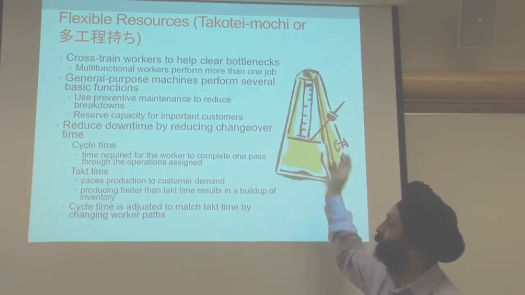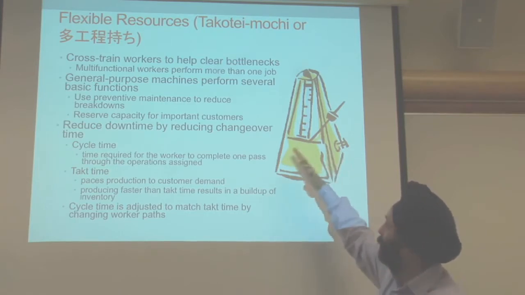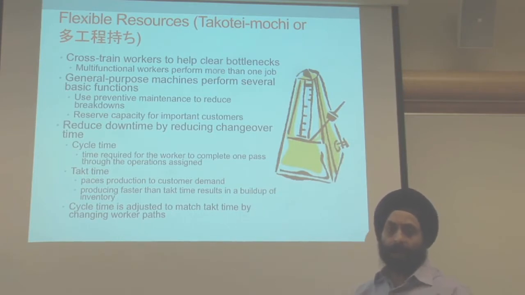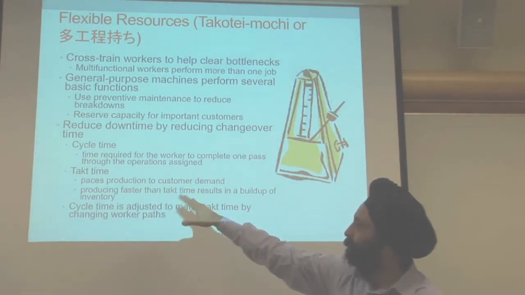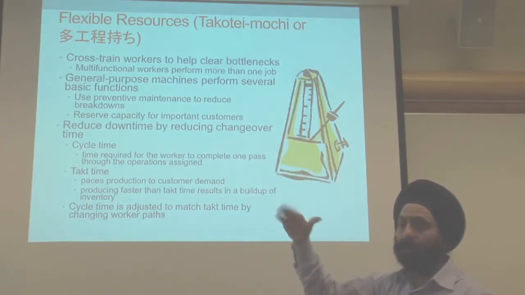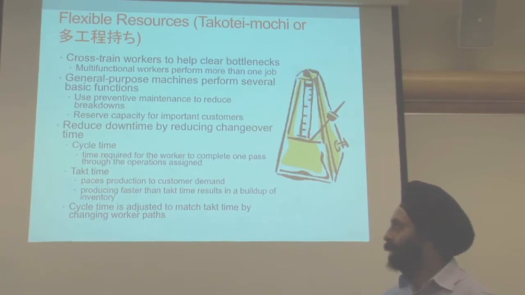If you ever recall seeing a metronome that is used for either dance lessons or piano recitals, it provides the specific tempo or beat at which the music, the entire orchestra or the piece will be played. So takt time paces the production to customer demand. This is the equivalent of setting that metronome to the demand exhibited by the customer. So you're only producing what the customer is demanding, no more, no less.